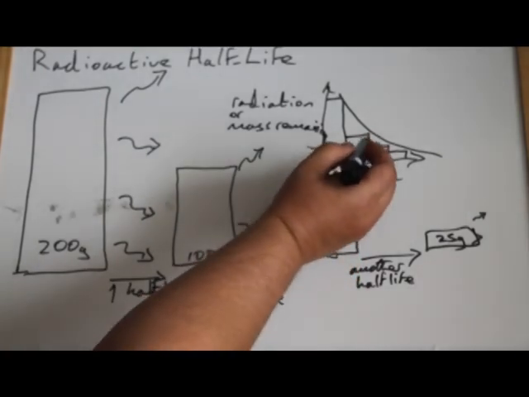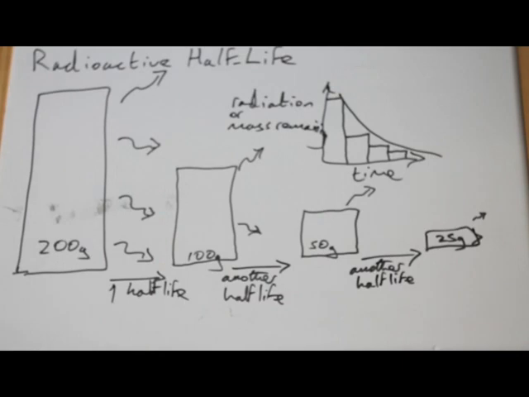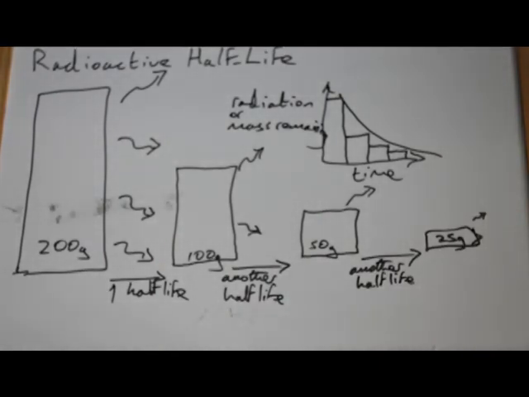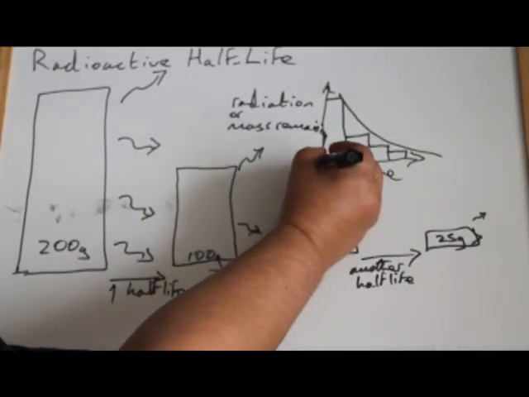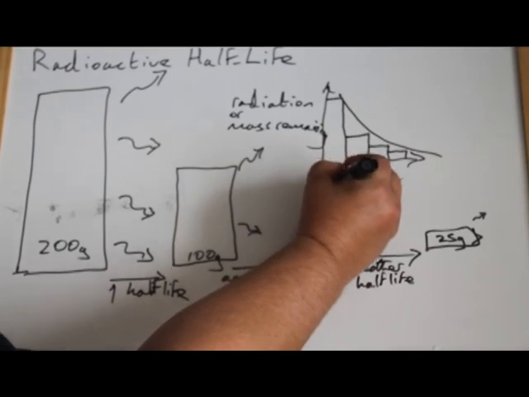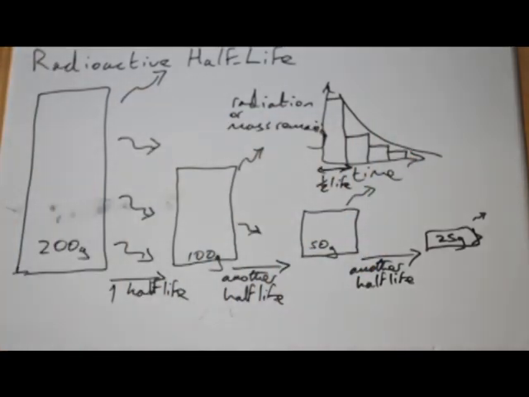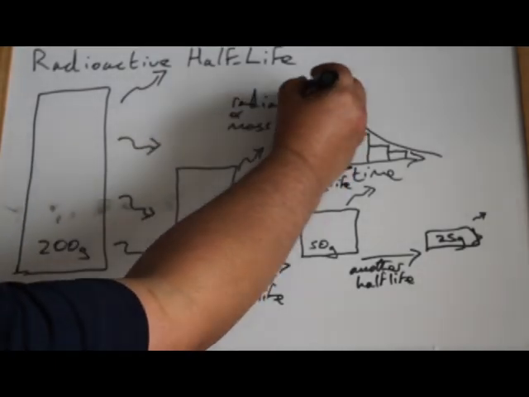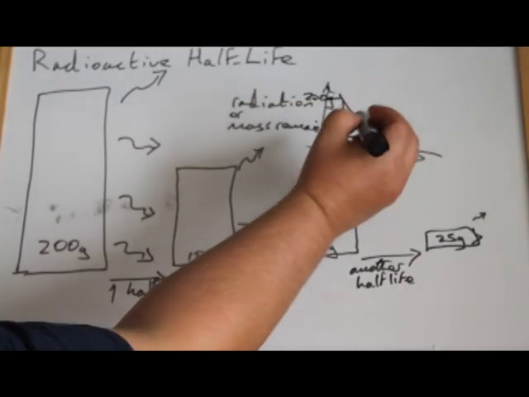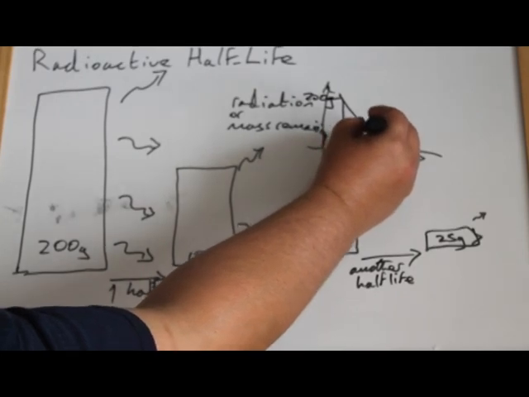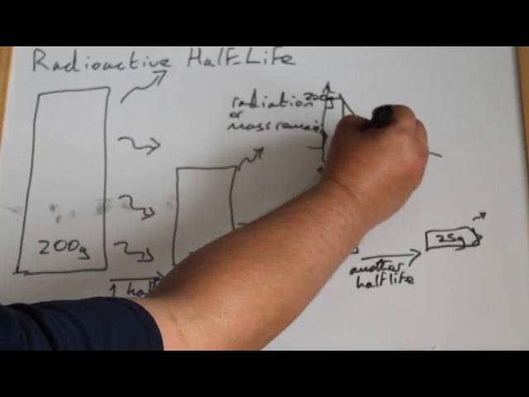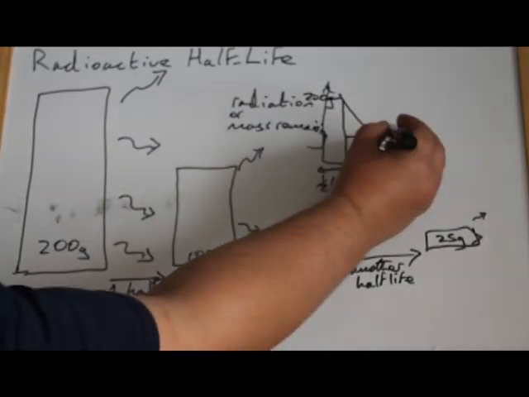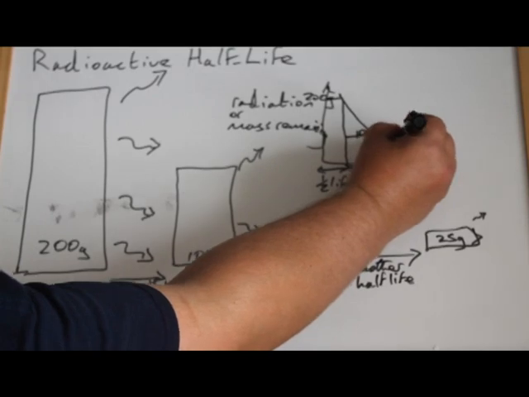But each one of these points where it's halved is a half-life. So if you have a graph of radiation or the mass remaining, then you can find the half-life by the time it takes for the radiation or the mass to halve. So if you start off with 200, here you're looking for the point where you're down to 100. Or if you start off with 100, you're looking at the point where you're down to 50, and so on.